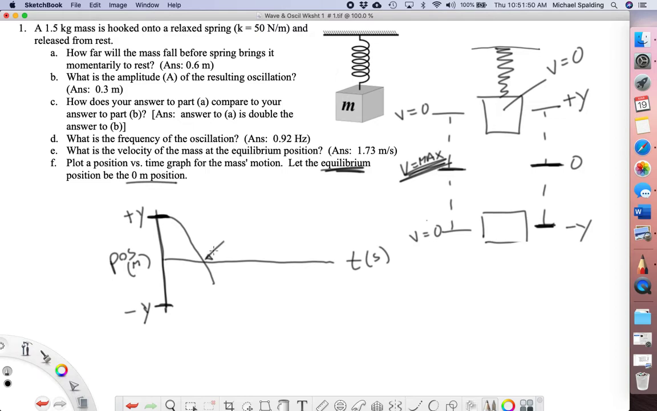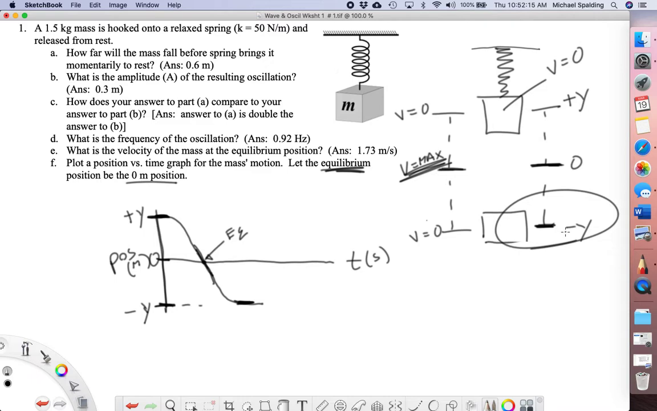So the equilibrium is right here, right? When the position is 0, that's the equilibrium. So this is equilibrium. Slope is a maximum. Now, when it gets to the other amplitude down here, the slope has to go to 0 again. So the graph is going to go boom. When it reaches this other amplitude, the slope goes to 0.